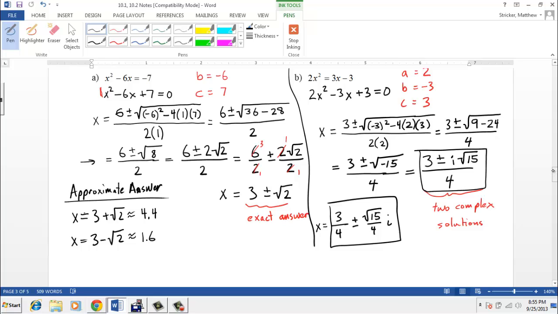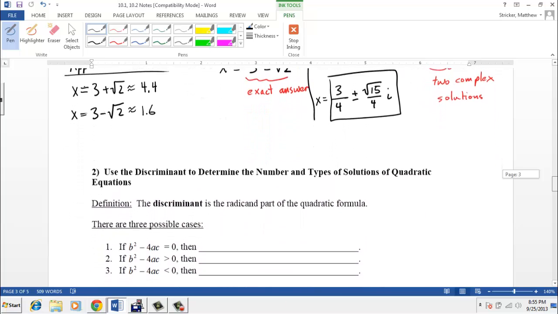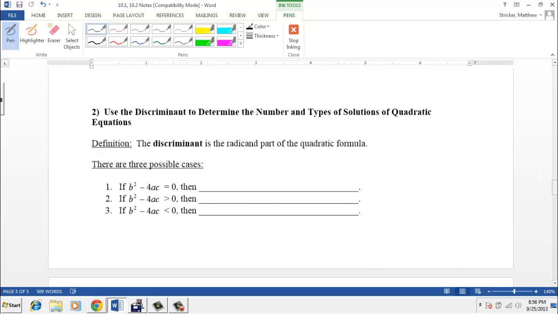And notice we've done this twice. We got 2 real answers in example A, and we got 2 complex answers in example B. And something just kind of interesting to look at, I never will test you on something like this, but when we have the quadratic formula, the discriminant is a name we give to the radicand part of the quadratic formula. It's the part that's under the square root, the b squared minus 4ac. Well, something different happens with the quadratic formula if that radicand, the discriminant, is equal to 0, greater than 0, or less than 0.